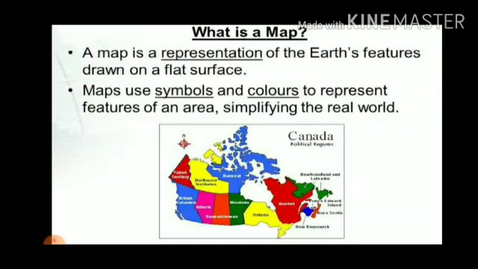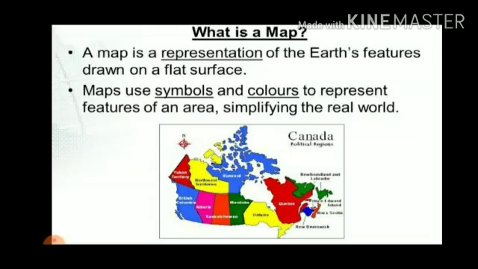Next, what is a map? A map is a flat drawing of the earth. A map is a representation of the earth's surface drawn on a flat surface. So children, have you seen a map of India? Yes. So it is a flat representation on paper, right? So we can see a small area on a large scale here. We can see the small details here.